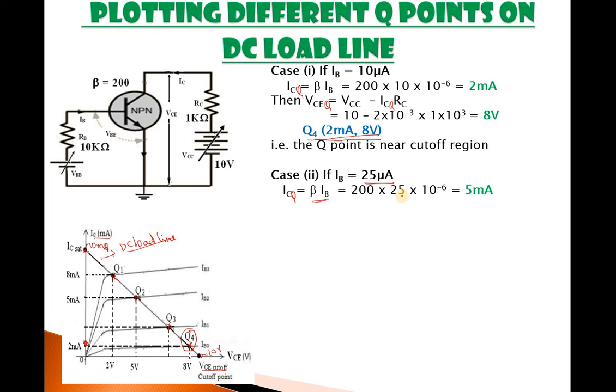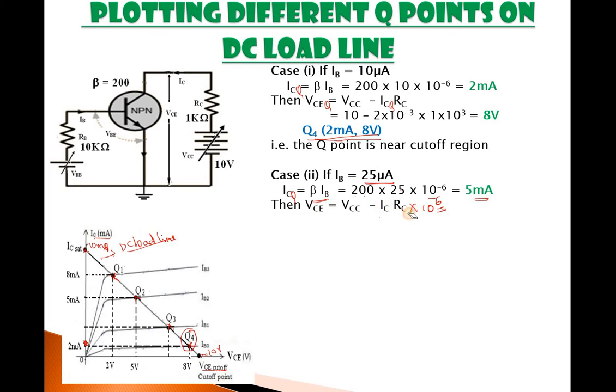So 200 into 25 micro. Again, if I calculate this, 25 2s are 50 followed by 2 zeros into 10 raised to minus 6. This minus 6 and 3 will cancel, will give me milliamps, and 5 will remain as it is. So then VCEQ I need to calculate.